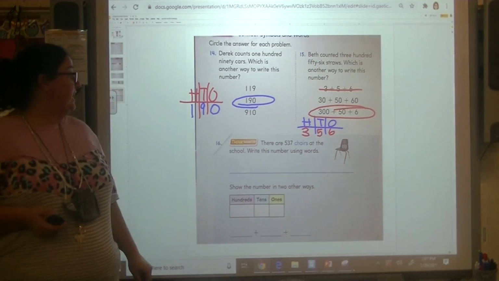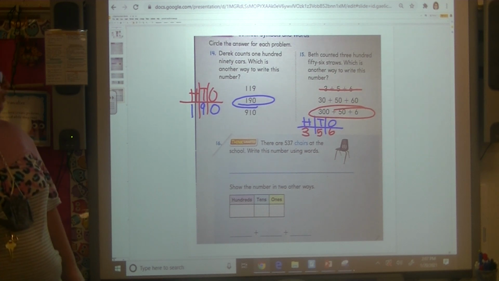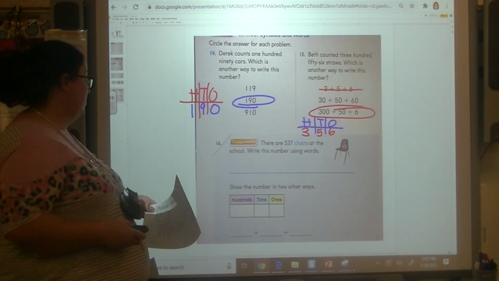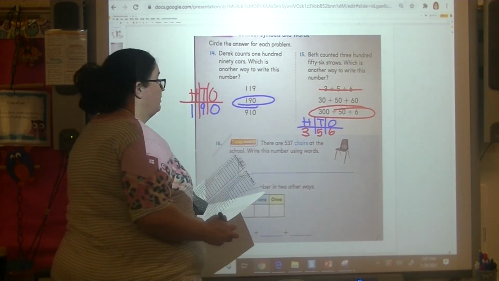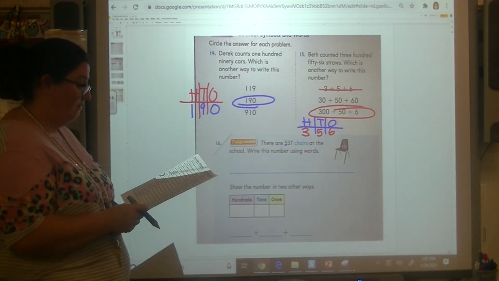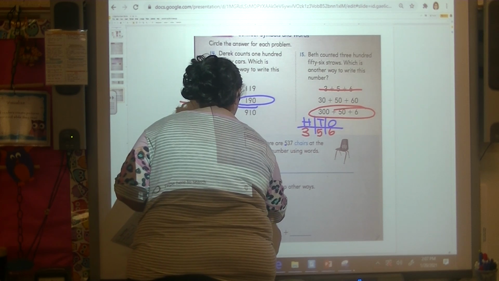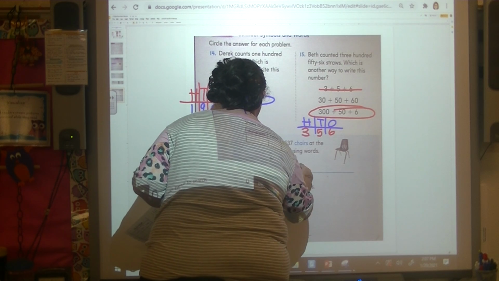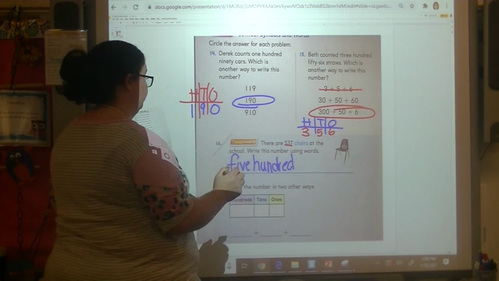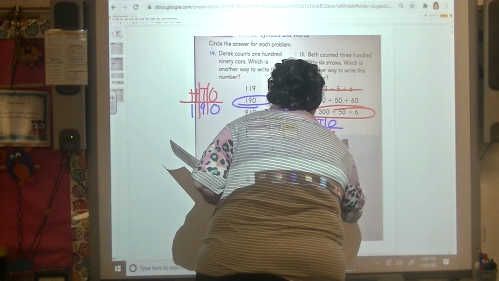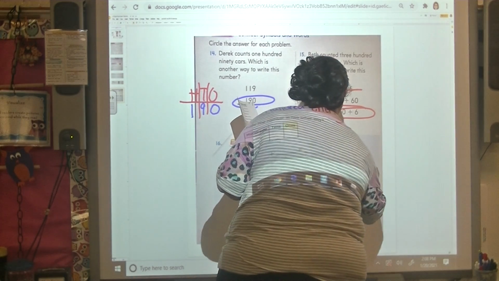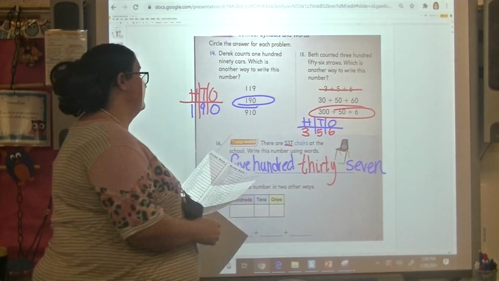There are 537 chairs at the school. Write this number using words. All right, boys and girls, let's use our chart. What's my first number? First, I write my hundreds. What's my 100 number? Right here. What is it? 500. Now, I look at my tens and ones together. So I have 37. So I find 30. Hyphen. 7. Find my 7. 537.